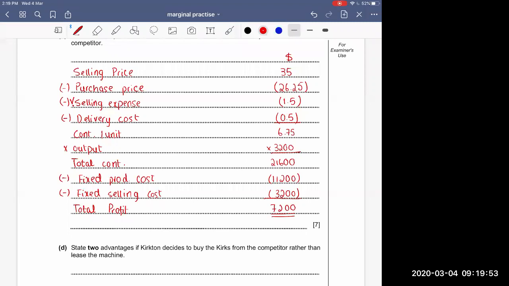Output was going to be 800 units into 4 weeks. That means total is 3,200. Contribution per unit into output level will give us total contribution, minus fixed production cost. Irrespective of whether we produce output or not, we have to pay for the fixed production cost. And what is our fixed production cost? It's 3,600 multiplied by 4 weeks. It's going to be 14,400, guys.